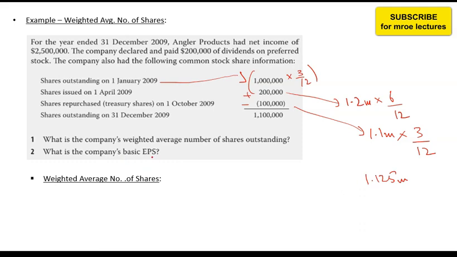Now what is the EPS? 2.04. Anyone having a different answer? How do you calculate EPS? EPS is net income available to common shareholders divided by weighted average number of shares. Net income available to common shareholders is total net income minus preferred dividends. That is 2.5 million minus 0.52 million. This is your net income available to common shareholders, and when you divide it by weighted average number of shares outstanding, you will get your EPS. That comes out to be 2.04.